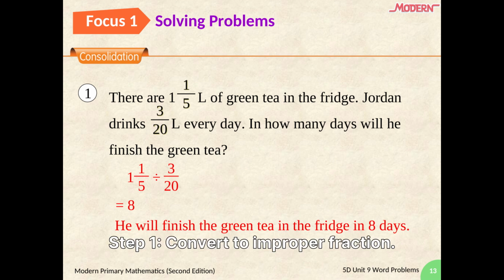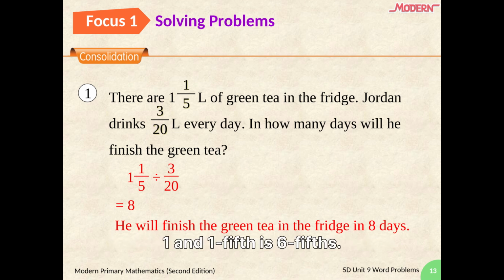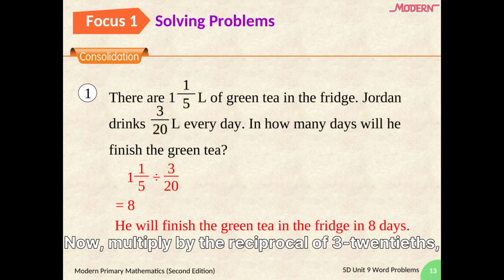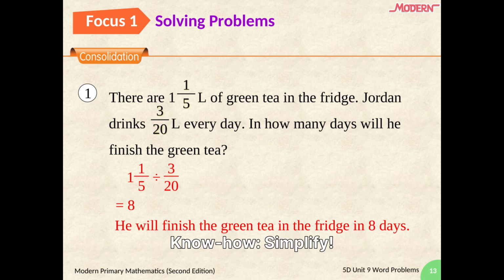Step 1. Convert to improper fraction. 1 1/5 is 6/5. Now, multiply by the reciprocal of 3/20, which is 20 over 3. Know how? Simplify. 6 and 3 become 2 and 1. 20 and 5 become 4 and 1. 2 times 4 equals 8 days. He'll be finished in a week and a day.